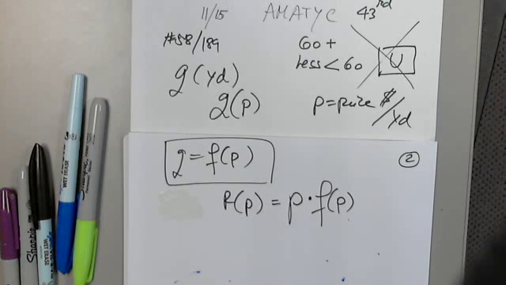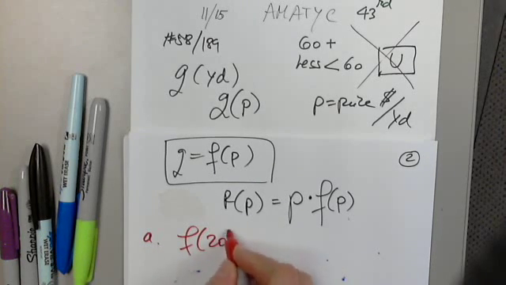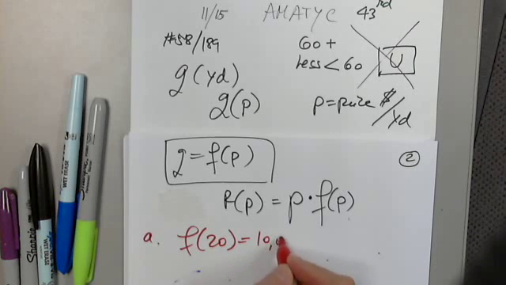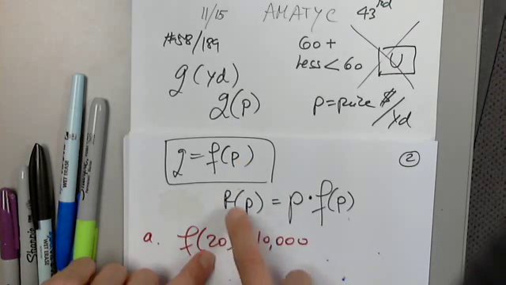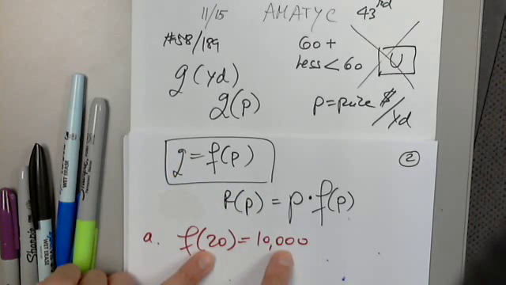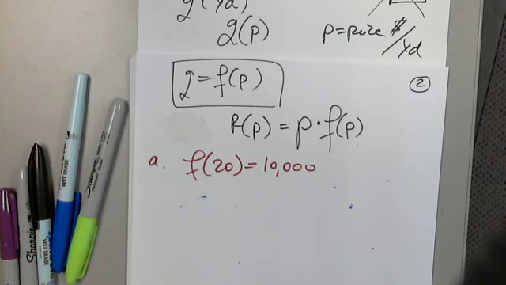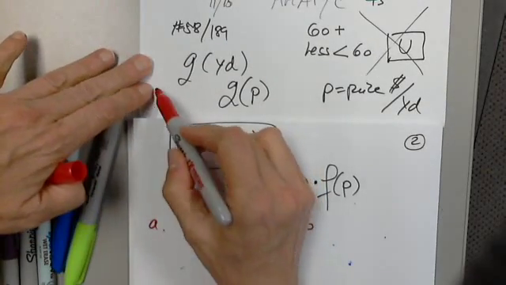Part A. What does it mean to say that F of 20 equals 10,000? Remember, F of 20 equals 10,000. One more time, Q is the quantity. I should have mentioned that. Q is quantity.